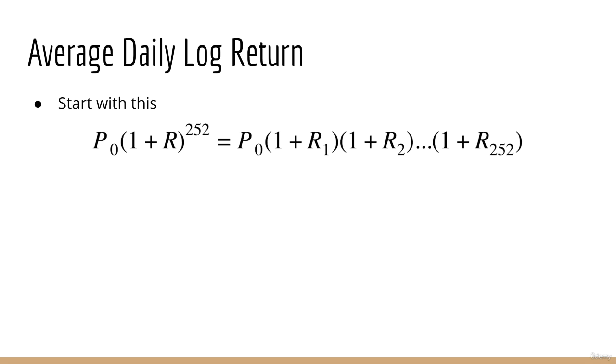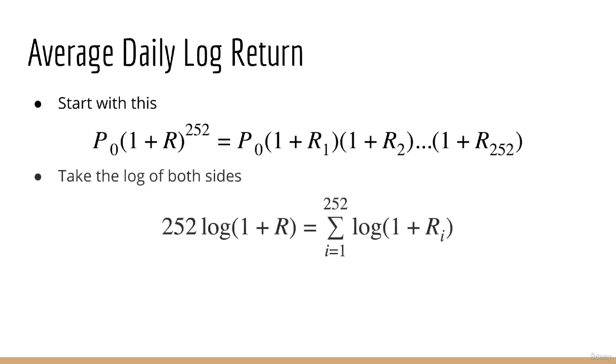Now let's consider what would happen if we use the log returns instead. If we take the log of both sides of our previous expression, we get that 252 times log of 1 plus R is equal to the sum of all the log of 1 plus Ri's. Therefore, little r is just the arithmetic mean of all the daily log returns.